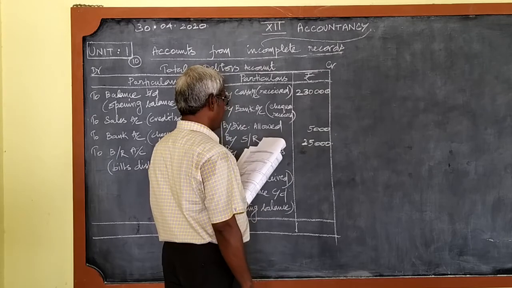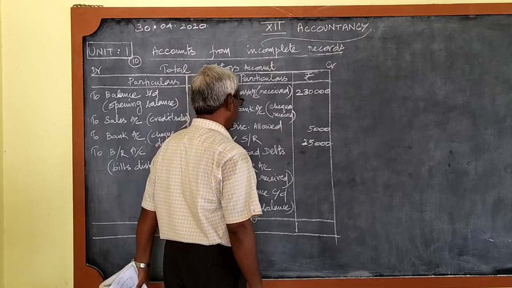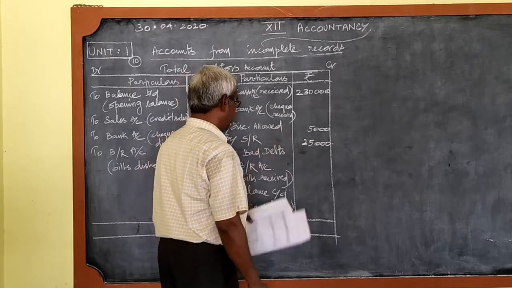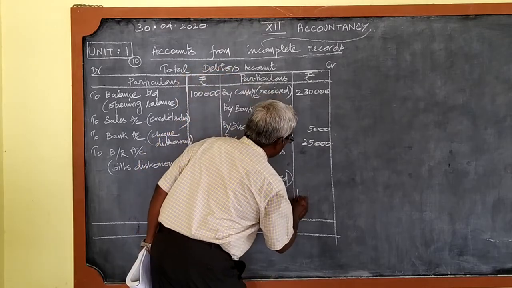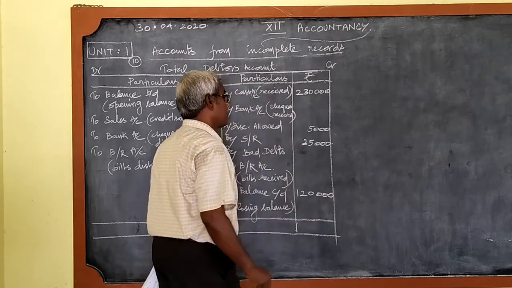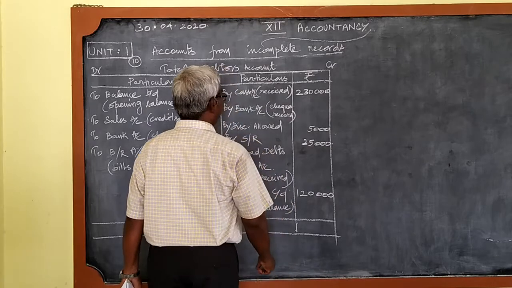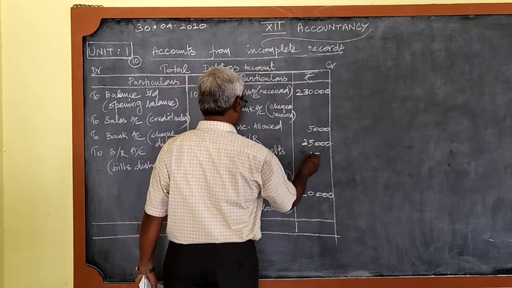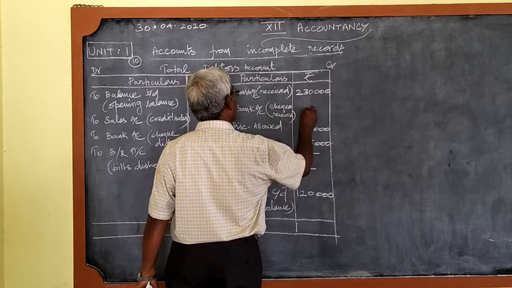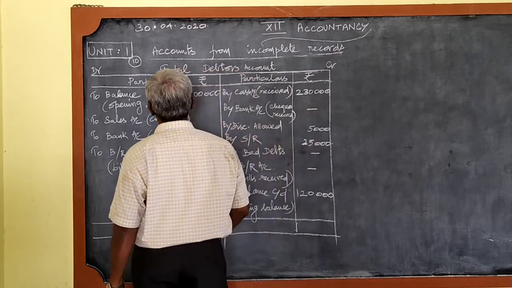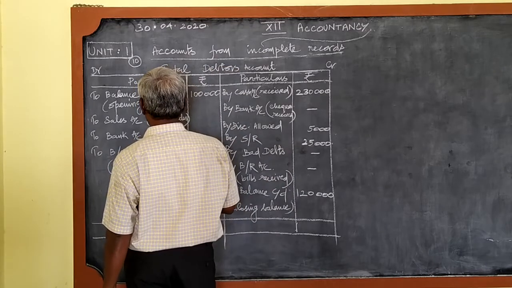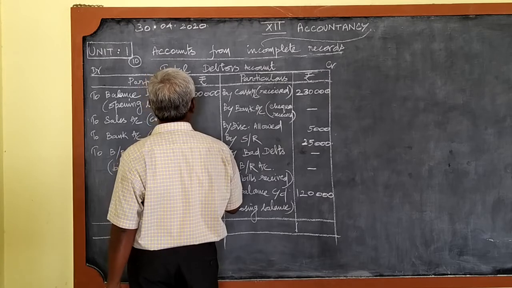Debtors on 31st March 2019. That is at the end of the year. What is the amount given? 1,20,000. Yes, these are the items given. Bad debts not given. Bills receivable received not given. Bank account cheque received not given. And bank account cheque dishonored not given. Bills receivable, bills dishonored not given.